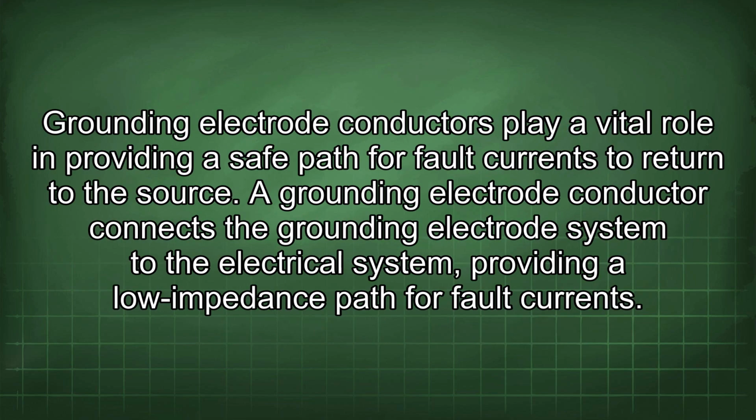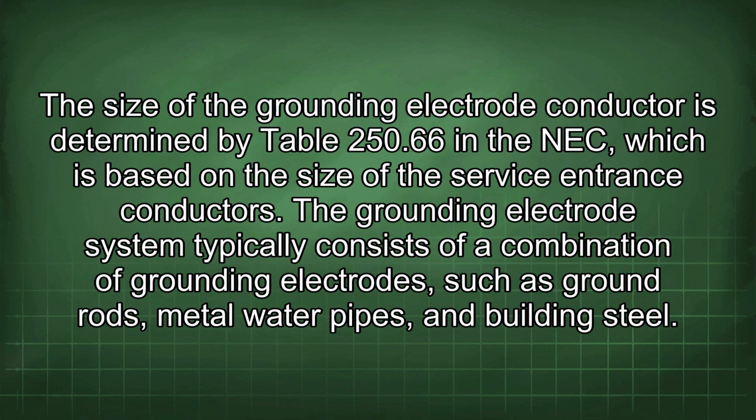Grounding electrode conductors play a vital role in providing a safe path for fault currents to return to the source. A grounding electrode conductor connects the grounding electrode system to the electrical system, providing a low-impedance path for fault currents. The size of the grounding electrode conductor is determined by Table 250.66 in the NEC, which is based on the size of the service entrance conductors.